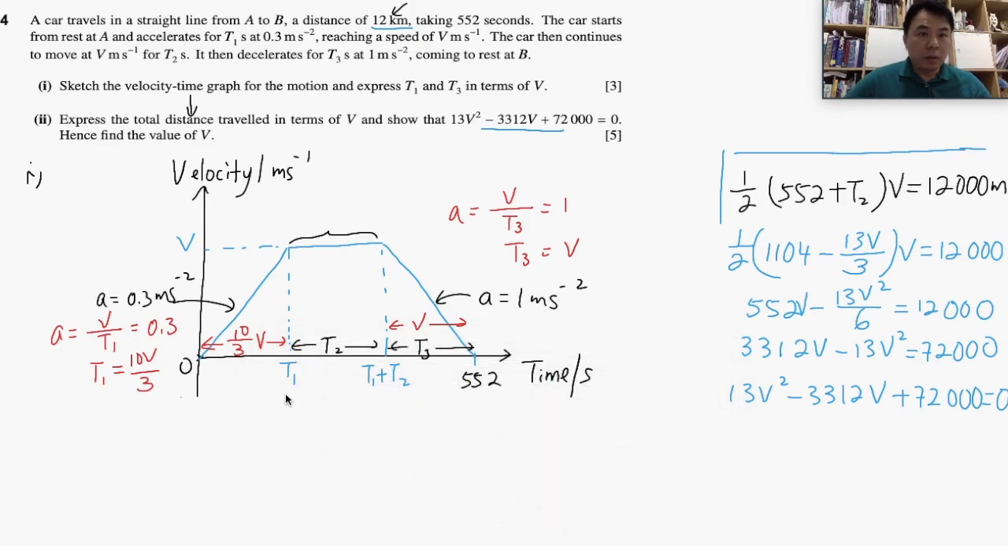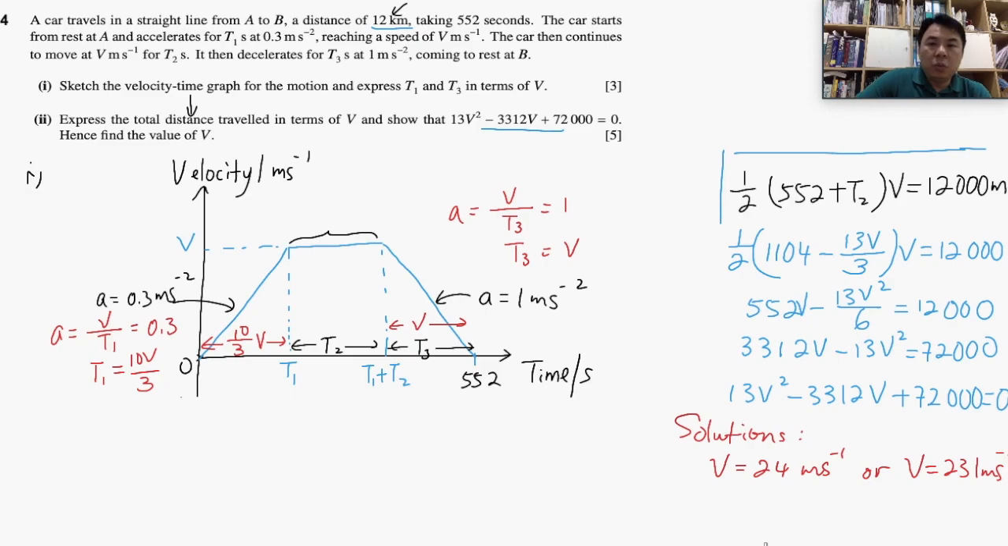Therefore, based on your calculator, for instance, the solutions will be v equal to 24 meters per second or v equal to 231 meters per second. So there are two answers here. You can always try to see whether you actually fit in the description. Of course, at the end of the day, usually I would like to check, even though I got that from my software itself.